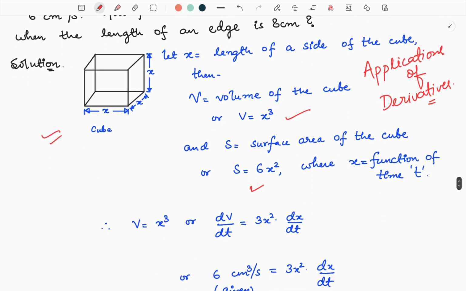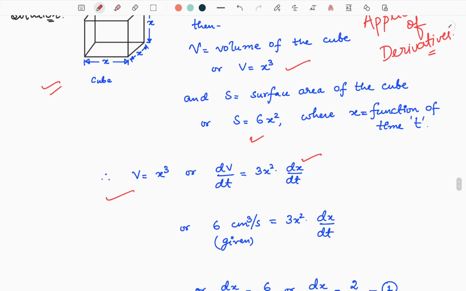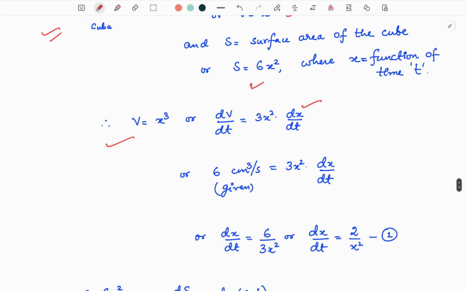If V is equal to x cube, then you have to differentiate V with respect to time. But V is a function of x, so first we have to change the variable. We get dV by dt by first differentiating dV by dx, and then x is a function of time, so we differentiate x with respect to time again, that is dx by dt. So we write dV by dt is equal to 3x square into dx by dt. In the question dV by dt is given as 6, so if we put the value here, we finally get dx by dt as 2 by x square.